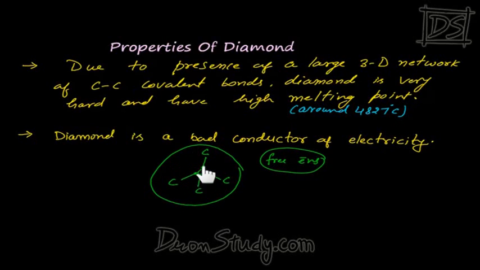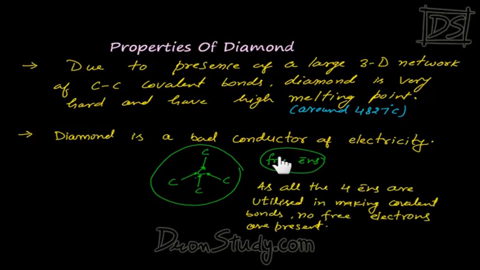That means carbon is utilizing its 4 electrons in making bonds. So it has no free electrons left. Right? That's why diamond is what? It is a bad conductor of electricity. So we can simply explain that the 4 electrons have come in use of bonding. Therefore, there are no free electrons. So if there are no electrons, then diamond cannot conduct electricity. Right. It is a bad conductor of electricity.